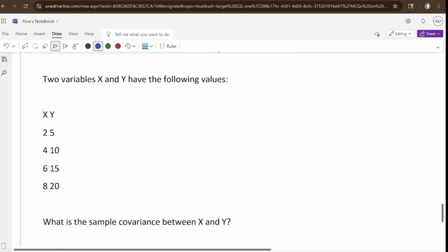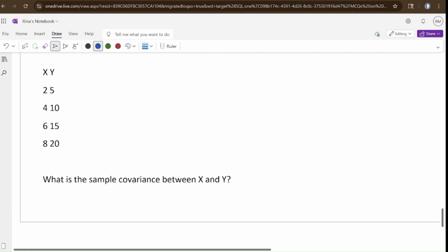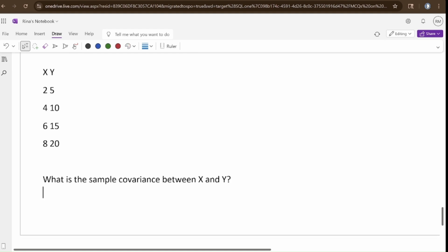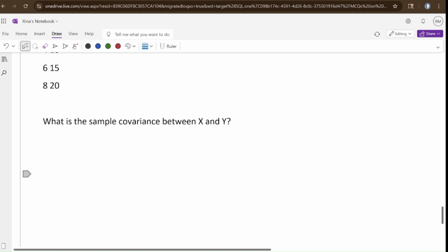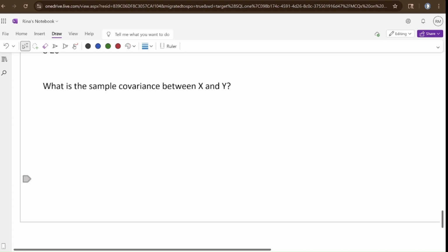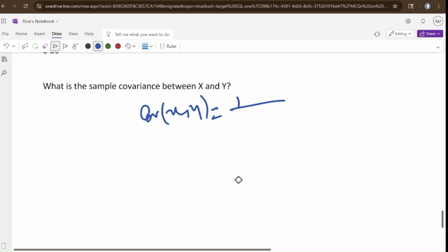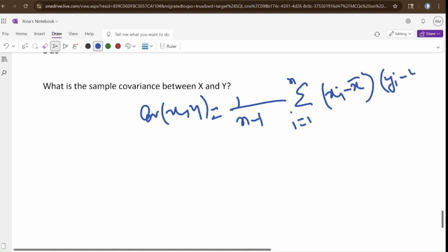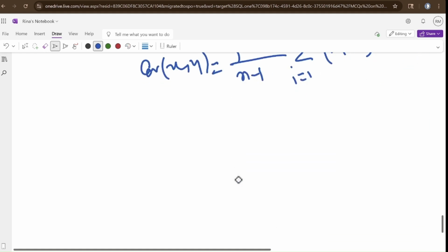Now, two variables x and y have the following values. What is the sample covariance? They are telling you to calculate covariance. So let's learn what covariance is. The formula of covariance is 1 by n minus 1, summation of i equals 1 to n, (xi minus x bar) into (yi minus y bar). Okay, now let's calculate this.